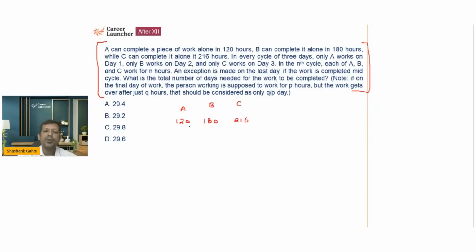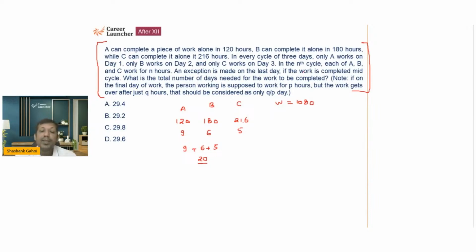Okay, so if I take the common multiple of 120, 180, and 216, I'm going to assume that the total work is going to be 1080. The efficiency of A becomes 9, efficiency of B becomes 6, efficiency of C becomes 5. In every cycle of 3 days, only A works on day 1, B works on day 2, C works on day 3. So A, B, and C together do 9 plus 6 plus 5, that is 20, in the first 3 days.